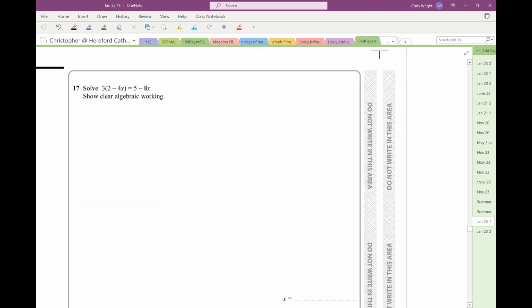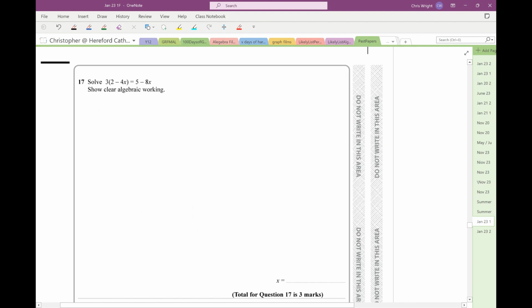Here we are. I need to solve this equation. I'm going to start by just copying down the equation: 3 lots of 2 minus 4x equals 5 minus 8x. Let's multiply out that bracket. 6 minus 3 fours are 12x equals 5 minus 8x.